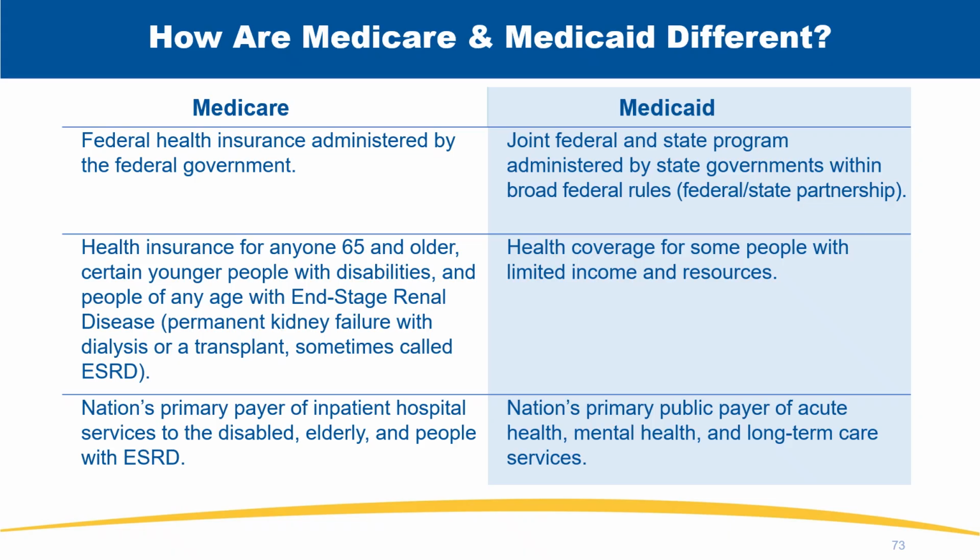How are Medicare and Medicaid different? Medicare is federal, Medicaid is joint federal and state. Medicare is health insurance for anyone 65 and older, certain younger people with disabilities, and people of any age with ESRD. Medicaid is health coverage for some people with limited income and resources. Medicare is the nation's primary payer of inpatient hospital services for the disabled, elderly, and people with ESRD. Medicaid is the nation's primary public payer of acute health, mental health, and long-term care services.